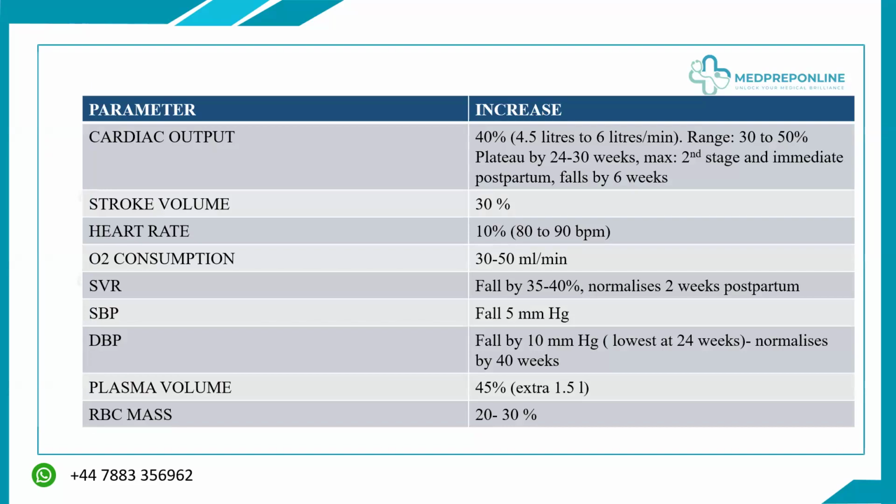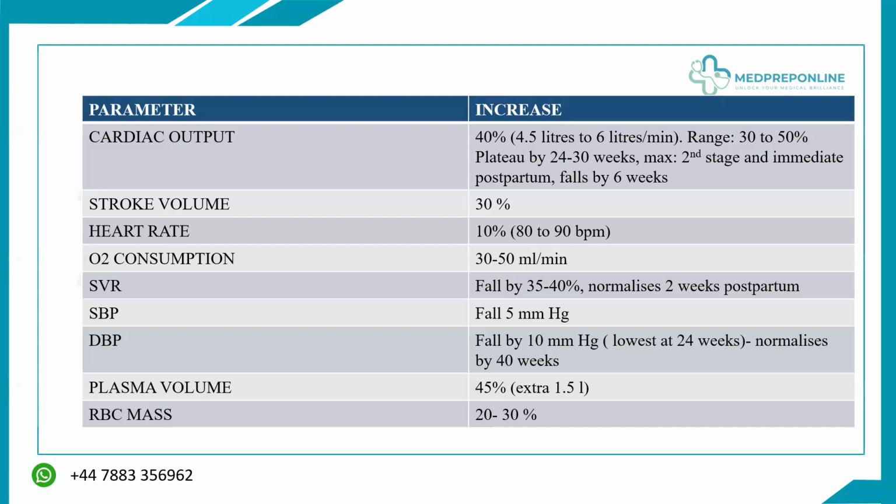As we saw, the plateau is around 24 to 32 weeks. The maximum cardiac output is seen in the second stage as well as the immediate postpartum, and it falls again by 6 weeks. The stroke volume is increased by 30%. There is almost a 10% increase in heart rate to the count of 80 to 90 beats per minute. The oxygen consumption to meet the growing metabolic needs of the baby is increased to around 30 to 50 ml per minute.